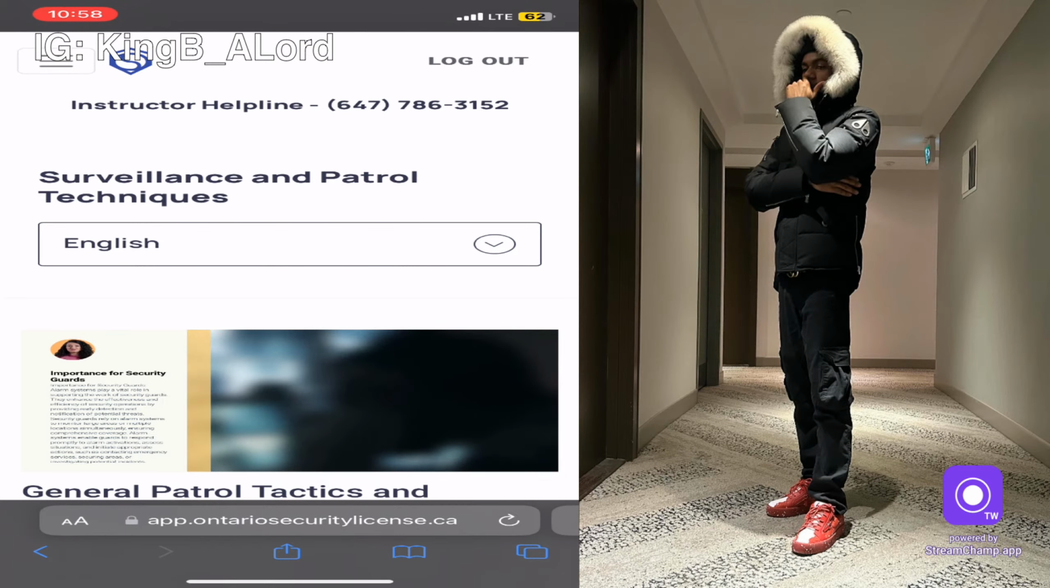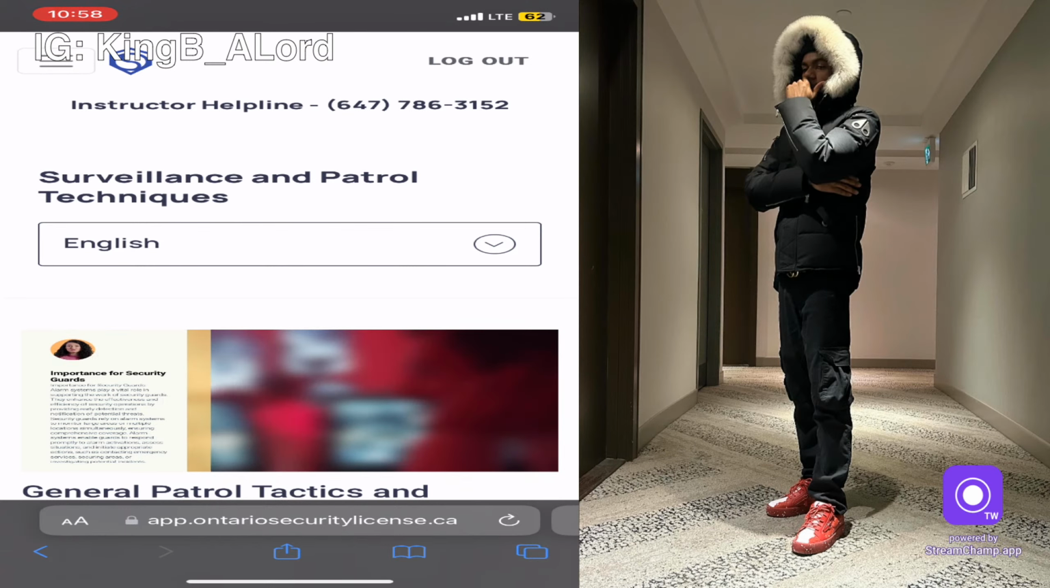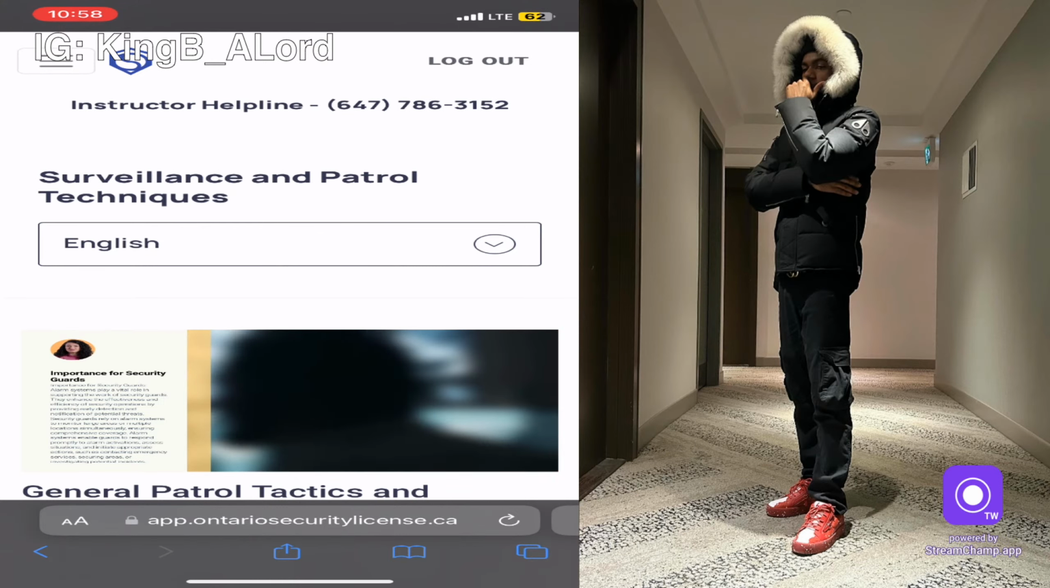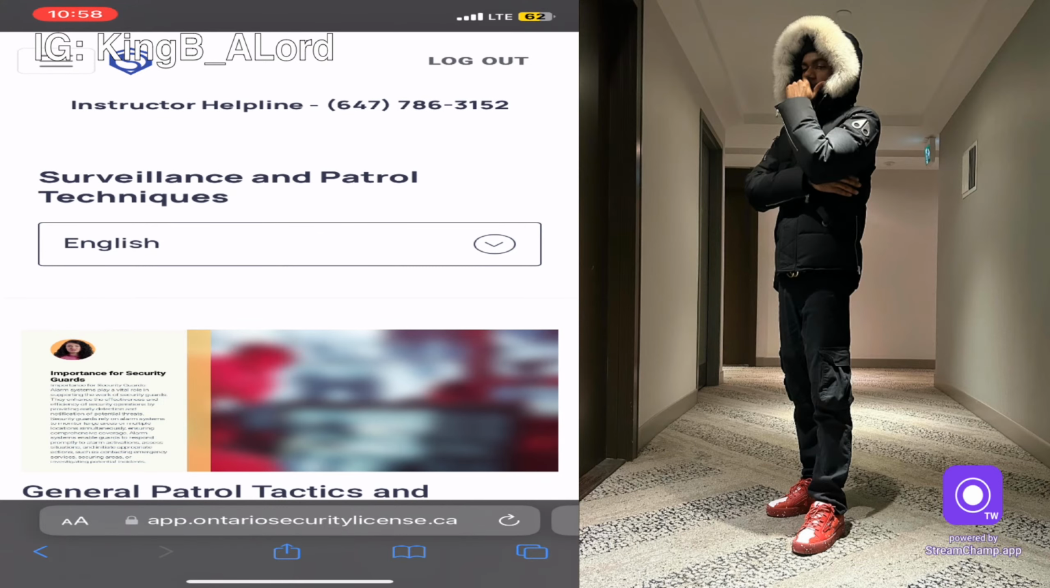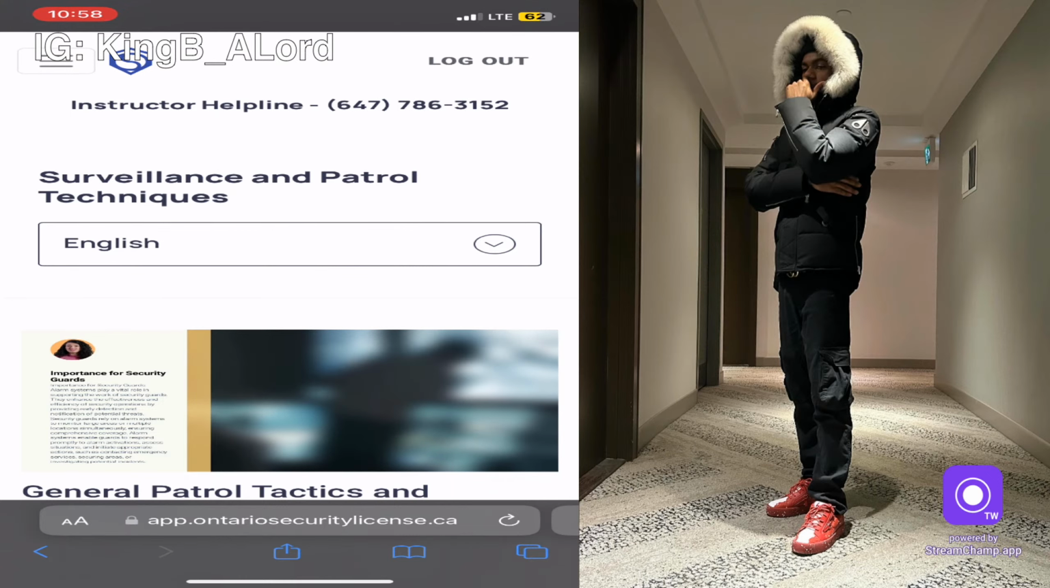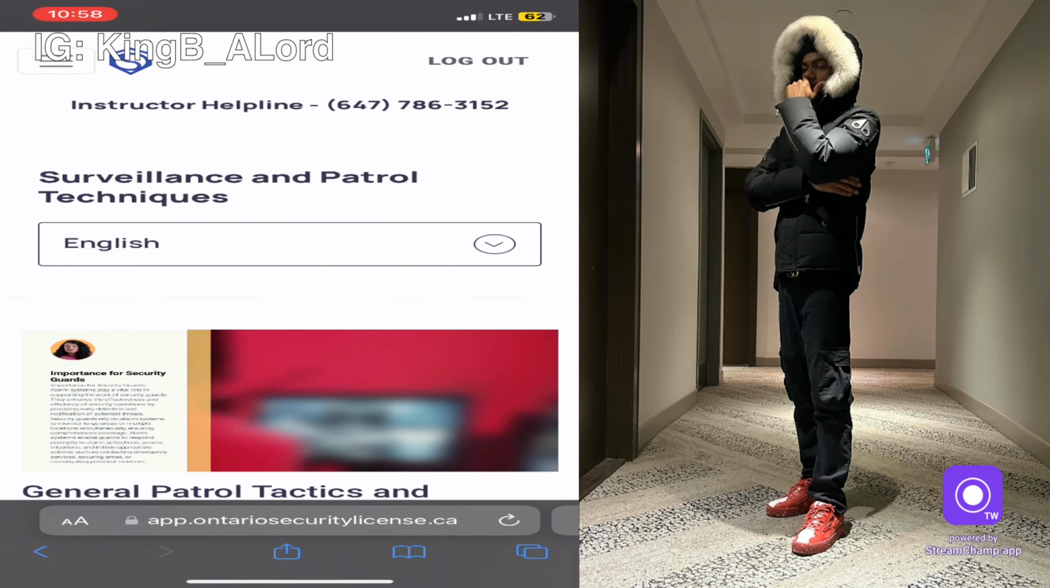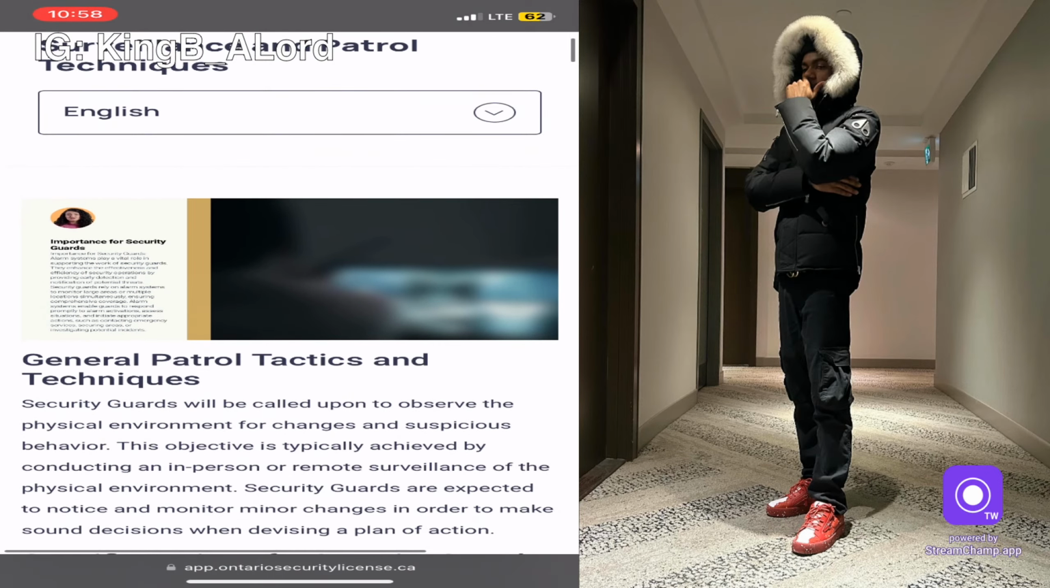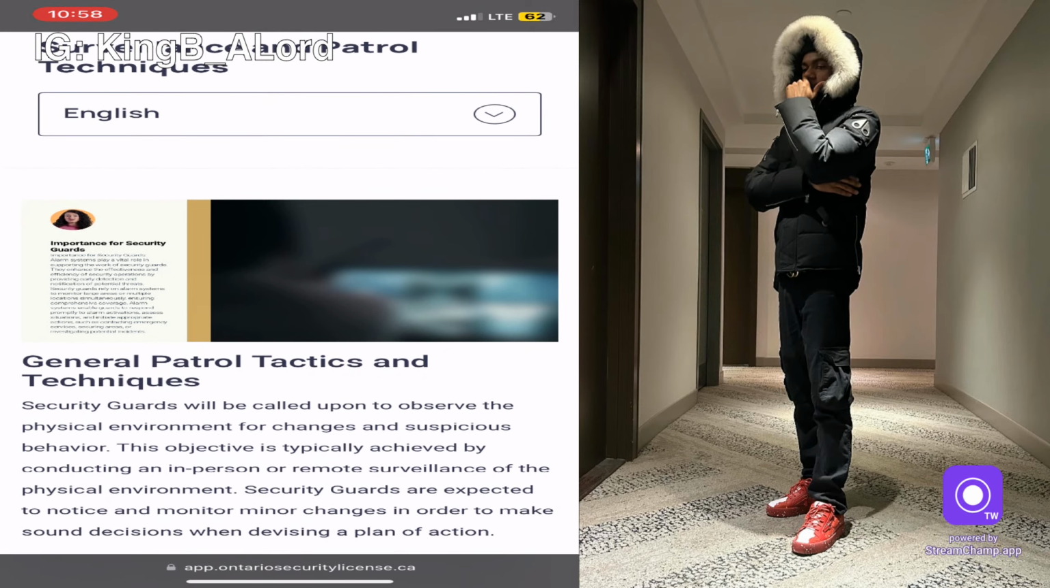Importance for security guards. Alarm systems play a vital role in supporting the work of security guards. They enhance the effectiveness and efficiency of security operations by providing early detection and notification of potential threats. Security guards rely on alarm systems to monitor large areas or multiple locations simultaneously, ensuring comprehensive coverage. Alarm systems enable guards to respond promptly to alarm activations, assess situations, and initiate appropriate actions, such as contacting emergency services, securing areas, or investigating potential incidents.